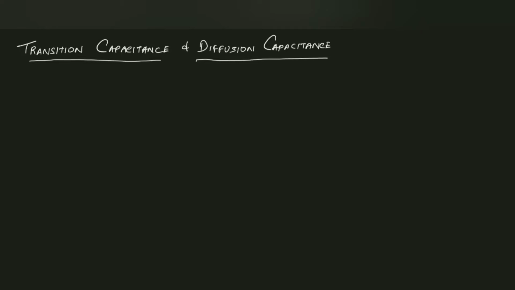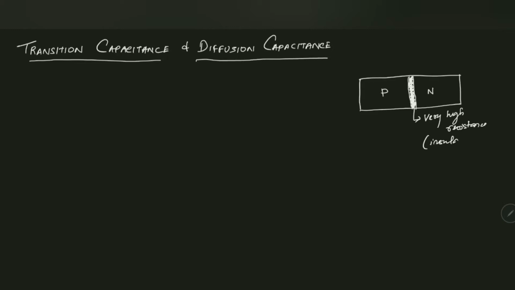Generally when you take a p-n junction diode, this is the p and n layer, and you have a diffusion layer formed in between. This diffusion layer has very high resistance, and it acts as an insulator. Due to this insulation, conduction is generally not possible unless the diffusion layer is broken down. That's what we saw last time.